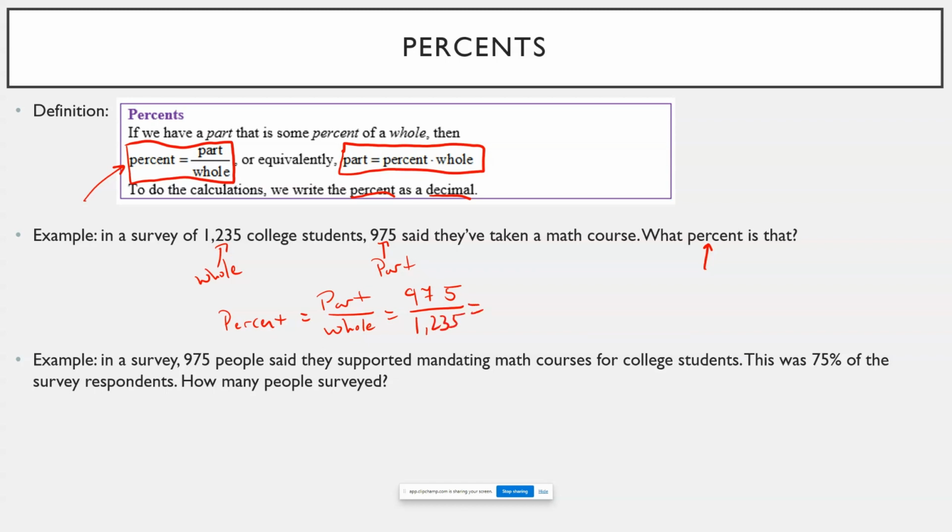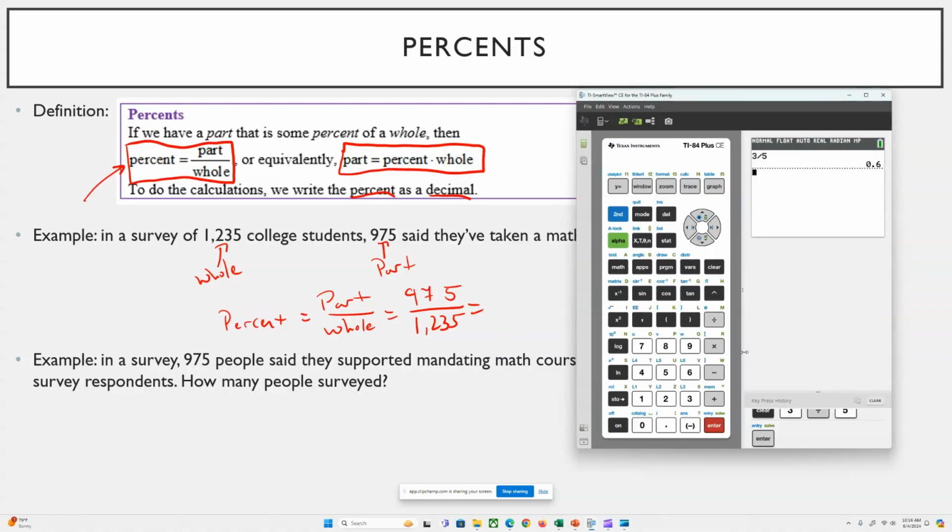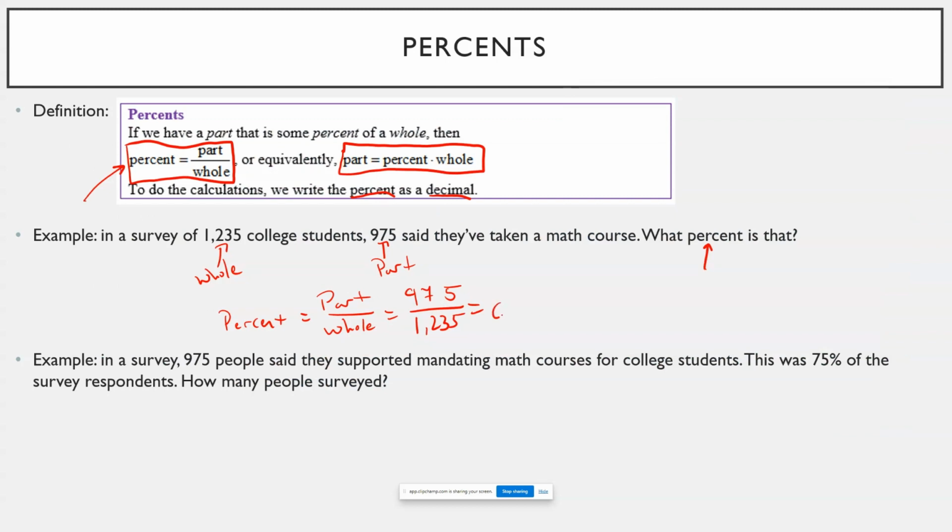Now let's check our trusty calculator. So we'll go 975 divided by 1,235. And I'll round this to 2 decimal points. So it's 0.79. That 8 is going to become a 9 here. And this is rounded, so you have to be careful. Now you have to convert this to a percentage. So what percent is this? I'm going to move the decimal point 2 places to the right, and it's 79%.